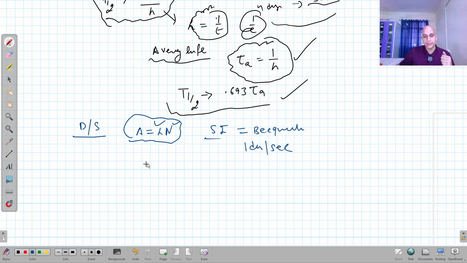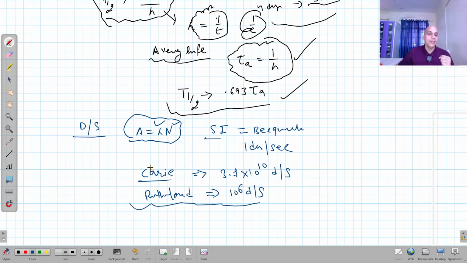Then we have another unit, Curie. Curie is defined as 3.7 into 10 raised to power 10 disintegrations per second; it is the largest unit. Then we have another unit, Rutherford. Rutherford is defined as 10 raised to power 6 disintegrations per second. So these are the commonly used units in radioactivity. SI unit is Becquerel, 1 disintegration per second. Then we have Curie, 3.7 into 10 raised to power 10 disintegrations per second. Then Rutherford, 10 raised to power 6 disintegrations per second.